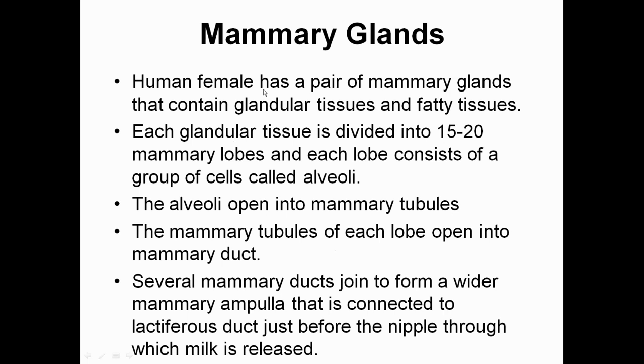So, the human female has a pair of mammary glands. That's why we are referred to as mammals. They contain glandular tissue and fatty tissue. Each glandular tissue is divided into 15 to 20 mammary lobes, and each lobe consists of a group of cells referred to as alveoli. Alveoli open into the mammary tubules, and mammary tubules of each lobe open into the mammary duct. Several mammary ducts join together to form the ampulla that is connected to the lactiferous duct, from where the secretion of milk after delivery will happen, just before the nipple, through which milk is released.